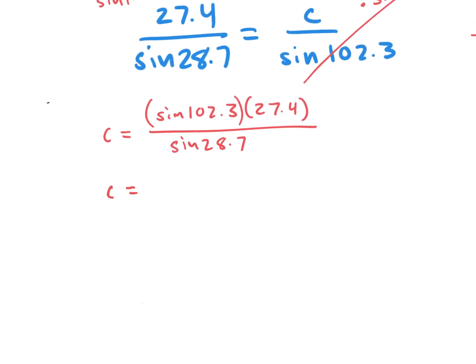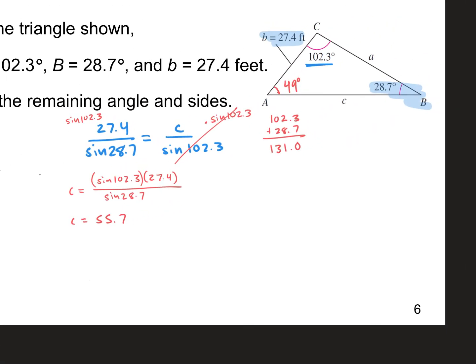So C is 55.7 what? Feet. Awesome, because side lengths were given to us in feet, so I have to put feet. You got 55.7? Yes. So that's C. Last thing I want to do is find A.